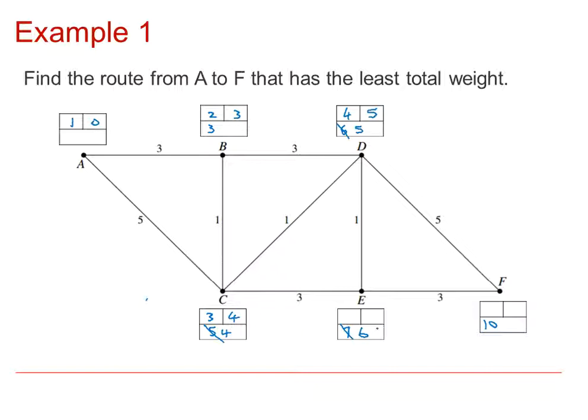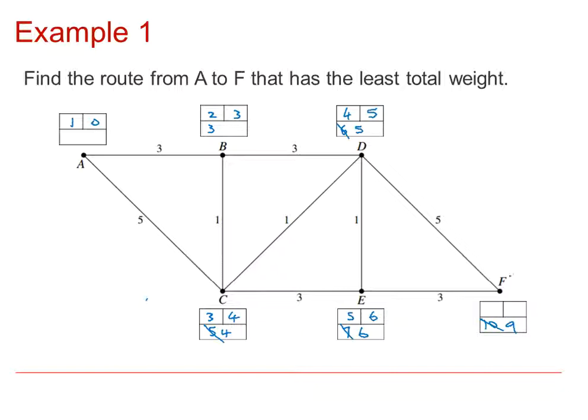The smallest temporary label is 6, so that becomes permanent. It's my 5th permanent label. You now imagine travelling from E. The only place I can travel from E is straight to F, which is 6 plus 3, which is 9, which is a slight improvement on 10.